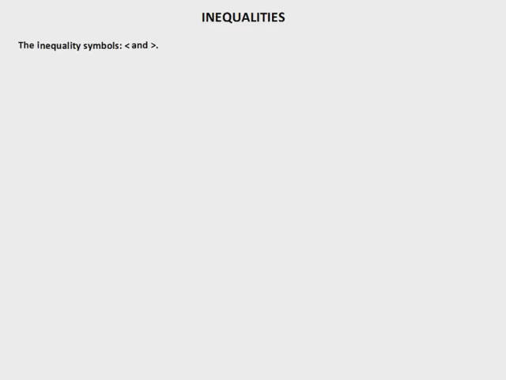Hi, today's lesson is on inequalities. The two basic symbols that denote inequalities are the less than and the greater than symbol. Let's see a few examples of both.